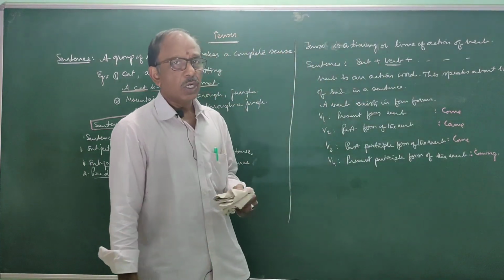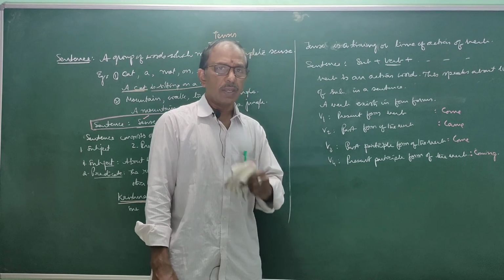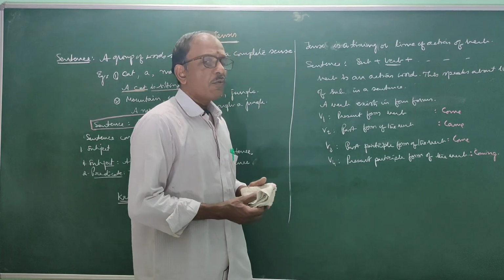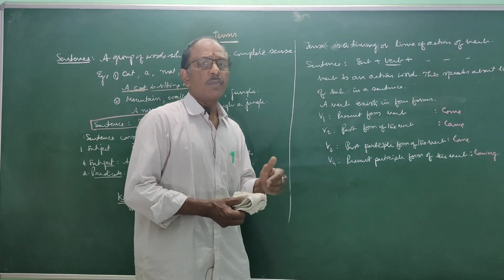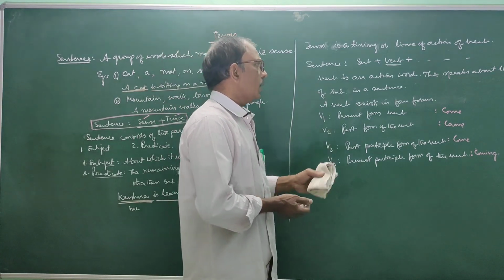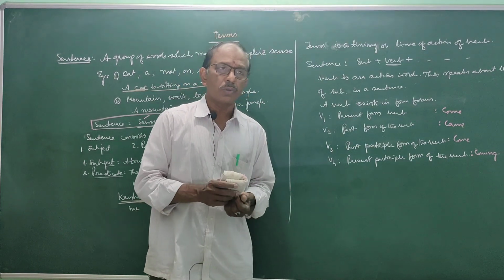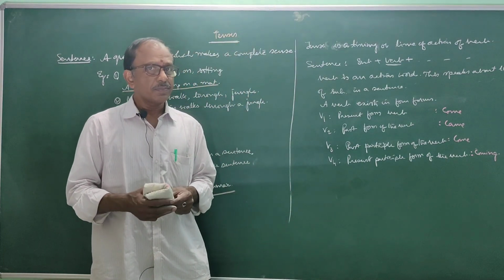Go, went, gone, going, do, did, done, doing. These are the four forms of verb. Every verb in English exists in four forms. These four forms are as given here. Now, next let us go to persons.